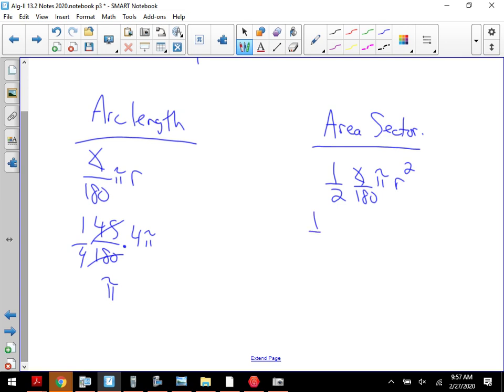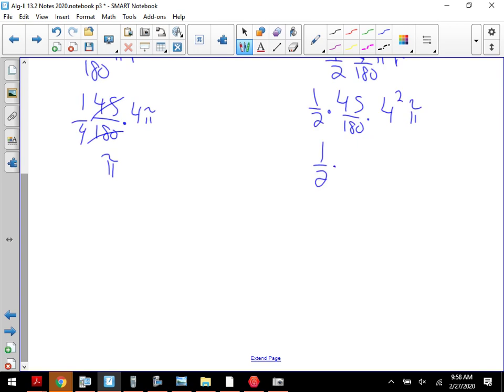Now, area of the sector, same deal. We have 1/2 times 45 over 180 times 4 squared times pi. Well, we've already figured out that 45 over 180 was 1/4. So we have 1/2, 1/4, 16 pi. What's 1/2 times 1/4? 1/8. What's 16 over 8? 2. So your answer is 2 pi. It's all fraction work. All simplifying and working with your fractions.